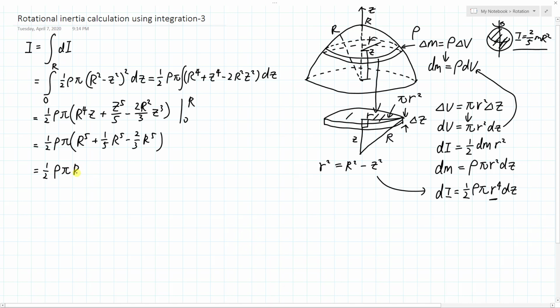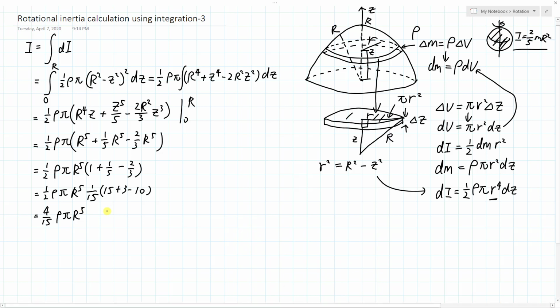Okay, so now we have r to the fifth power. We have a 1/5, and a negative 2/3. So we're going to look for common denominators, and that would be a 15. Okay, so let's do this. So 1/15th. Okay, so 5 minus 10 is 5. 5 plus 3 is 8. So we have an 8 on the top. And 8 and 2, we have 4 on the top. So 4 over 15 rho pi r fifth. So that's the rotational inertia of the hemisphere.